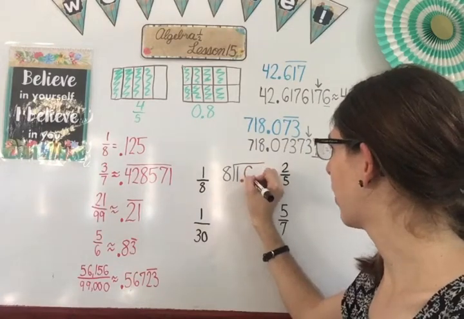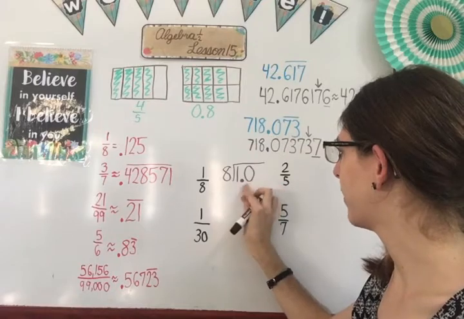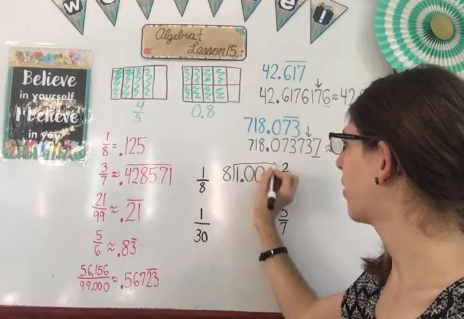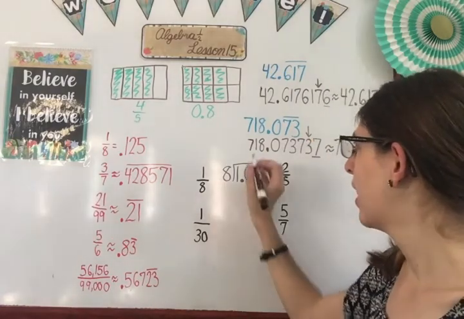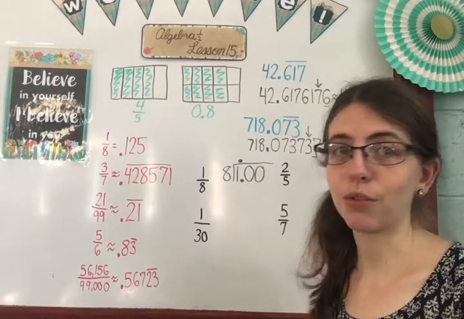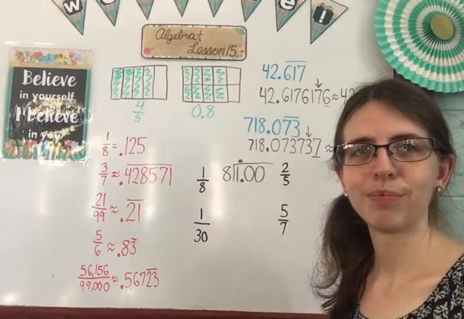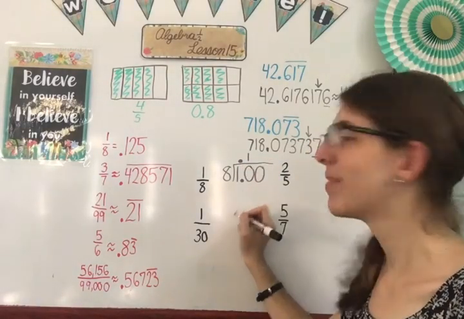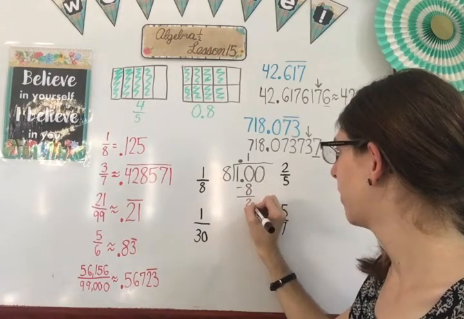annex some zeros. Now I know that this first one is not going to do it. It's not going to terminate. Terminate means end. So I'm going to draw another 0 just because I know I'm going to need it. So 8, I'm going to put my decimal point up top right away so I don't forget it. 8 goes into 10 how many times? 1. 1 times 8 is 8. Good. 10 minus 8 is 2.